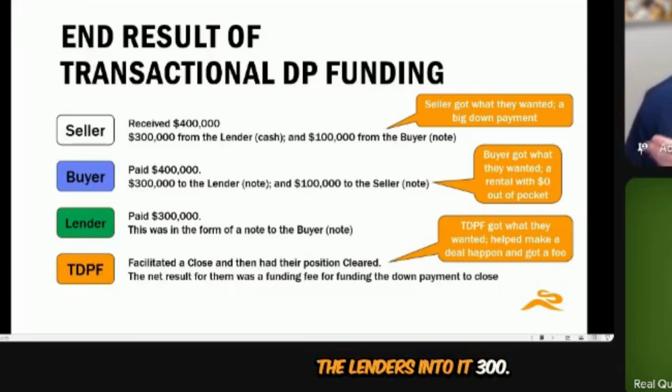The lender's into it 300, and the transactional funder got what they wanted. They helped make a deal happen, and they got their small fee. Everybody's happy. Win, win, win, win all the way across the board.